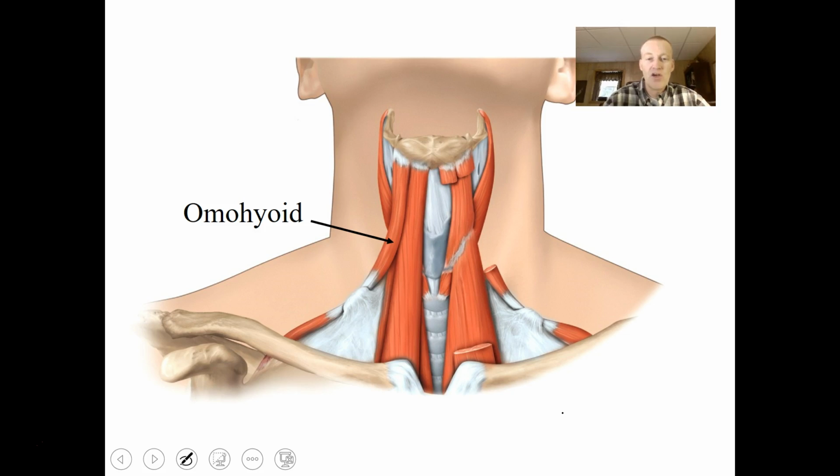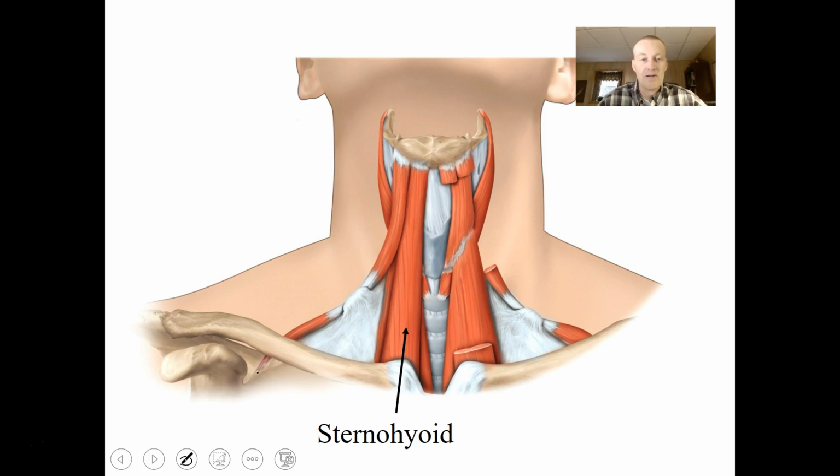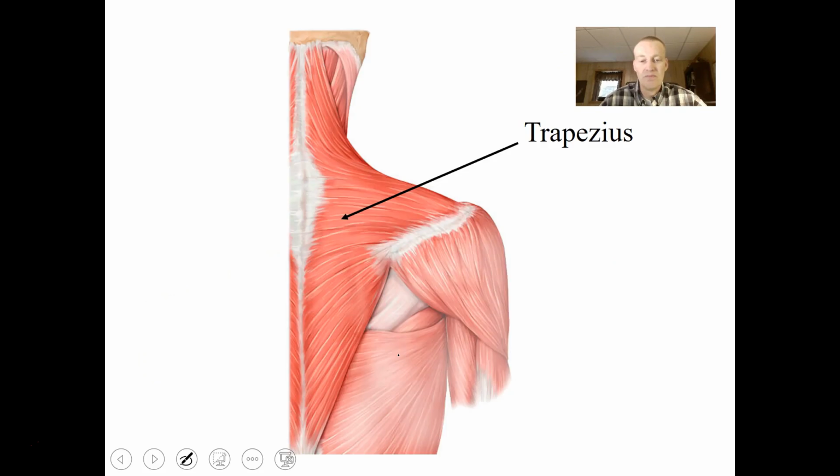There's that omohyoid. It's kind of a weird one. It goes from the hyoid all the way down and attaches into the scapula. So kind of a strange muscle there, moving across that far. And the sternohyoid, you can see it's attached to the hyoid and it's attached to the sternum. So it's attached to the manubrium of the sternum.